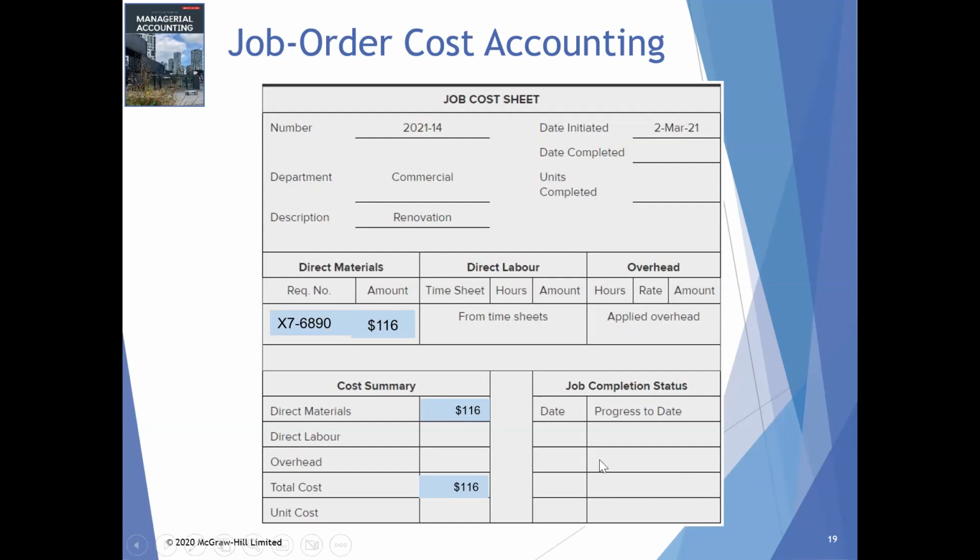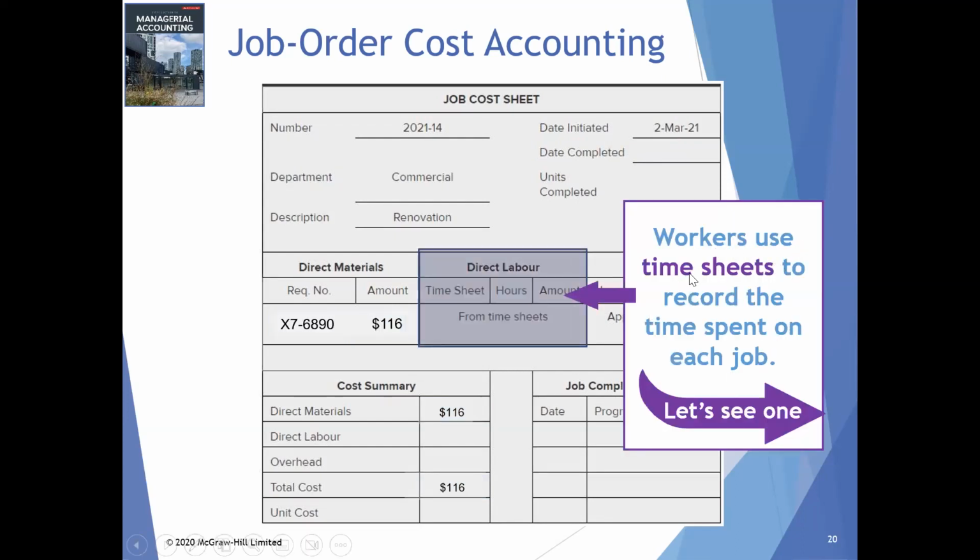Now, I'm just going to start with the direct labor. Direct labor uses a timesheet to record the time spent on each job. For example, the owner is going to pay the employees a salary on an hourly basis, daily basis, or whatever, right? So that sheet should be prepared.